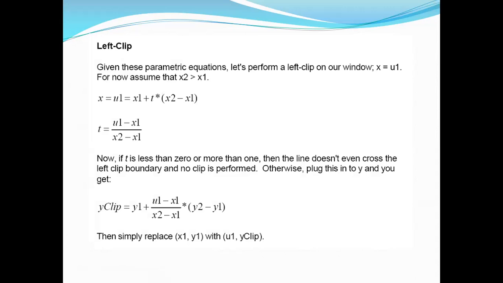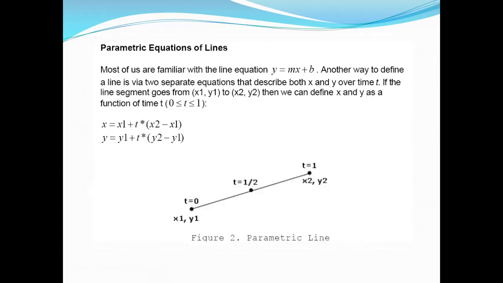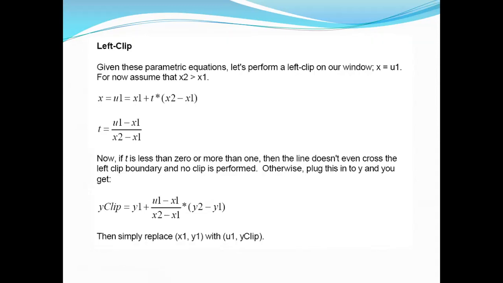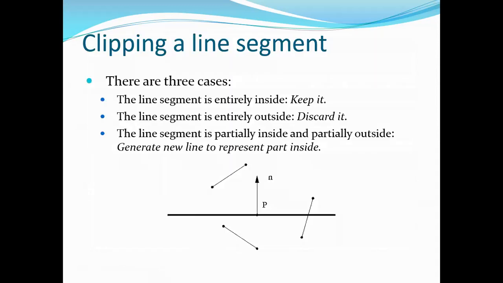But this one is not of any importance today because this whole procedure was improved, and that's why we had an aspect of looking at in codes and out codes, which we shall be looking at. Now, clipping a line segment, there are 3 case scenarios. If the line segment is entirely inside the clip window, you keep it. If it's entirely outside, you discard it. If the line segment is partially inside and partially outside, you generate a new line to represent the part that is inside. Now that's where clipping comes in.